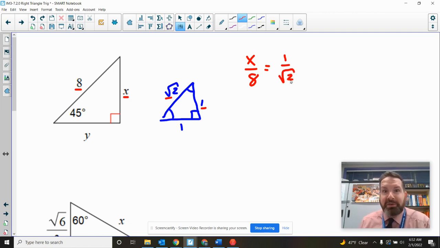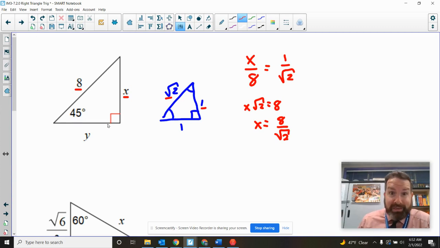This is an equation now that you can solve. Cross multiply. So x times the square root of 2 equals 8. Divide by square root of 2. And there you go. You, my friend, have your x length. Coincidentally, you also have your y length, since x and y are the same. For me, I'm okay if you leave it like this.